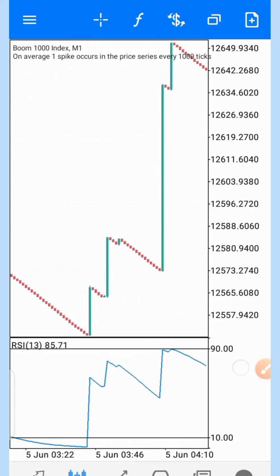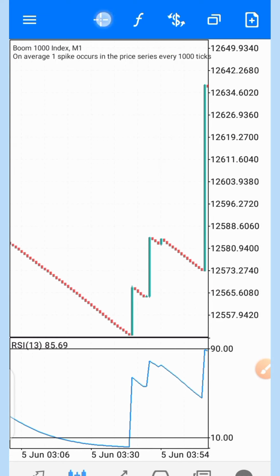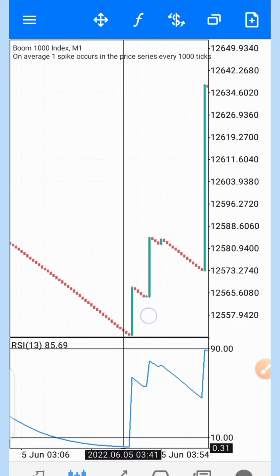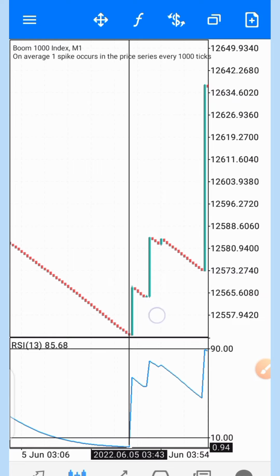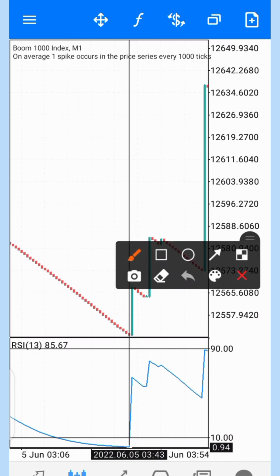So let me show you one example. You can see the spike happened at 0.9 here. You can see the 0.9, that is where the spike happened. You will see the 0.9 here when the RSI gets to this region.